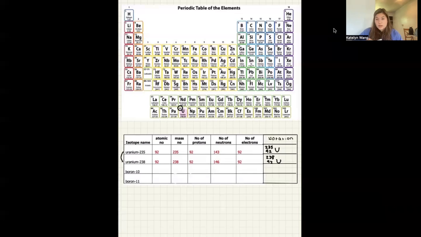Now notice these two right here, uranium-235 and uranium-238. These would be isotopes of one another because they have the same number of protons, they're the same element, and they have a different number of neutrons, and therefore different mass numbers.